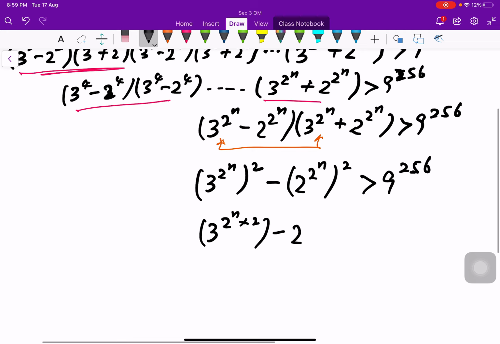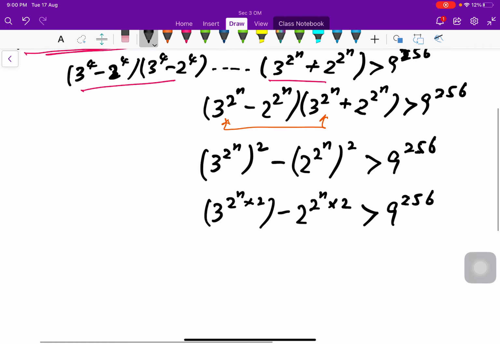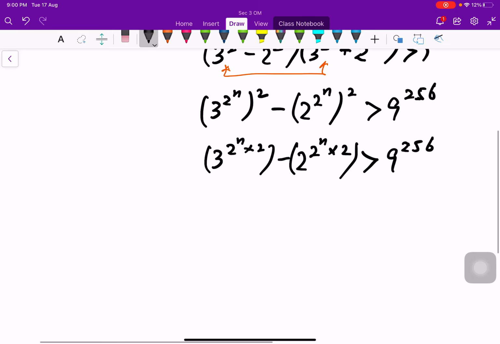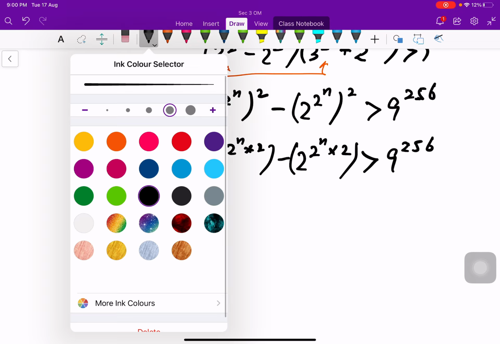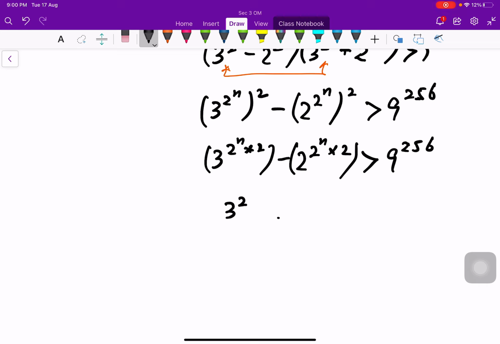Therefore, I'm going to do it very slowly so that you can see. And then this is times 2, right? And then this is greater than 9 to the power 256. All right? Then in this case, can you see that times 2 means what? You can actually put it as 2 squared, and then this is 2 to the power n. And then this is 3 squared to the power 2 to the power n, and then this is 2 squared to the power 2 to the power n, and then greater than 9 to the power 256.